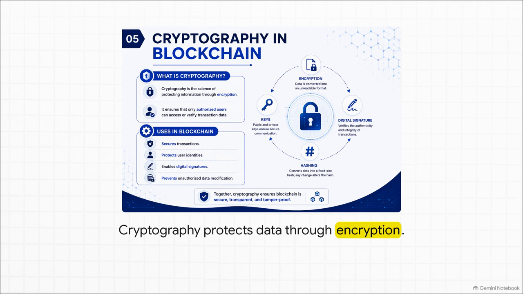Cryptography is basically the science of protecting information by transforming it into a totally unreadable format. In blockchain, it uses a system of public and private keys to ensure that only authorized users can actually access or authorize a transaction. It also relies heavily on digital signatures. Just like you'd sign a paper check to prove you authorized a payment, cryptography uses complex math to provide a digital signature that definitively proves the authenticity and integrity of a transaction.